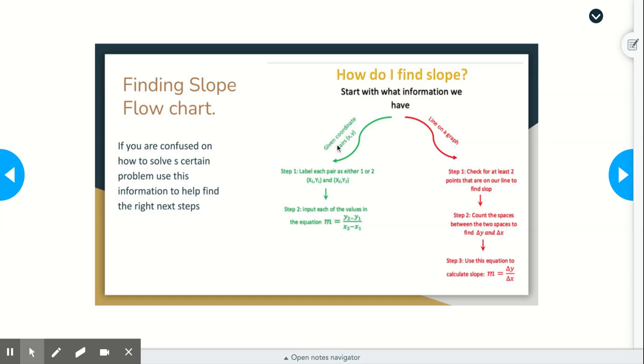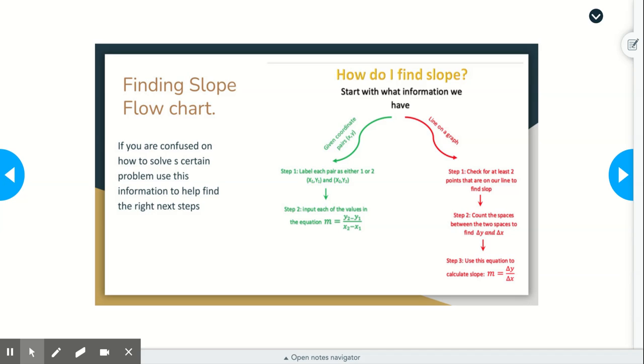Usually that's either going to be given coordinate points and coordinate pairs, so those x and y pairs inside of our parentheses, or it's going to be a line on a graph. I remember last class, a couple of us had questions on when to use the y2 minus y1 over x2 minus x1, and when to use delta y and delta x.